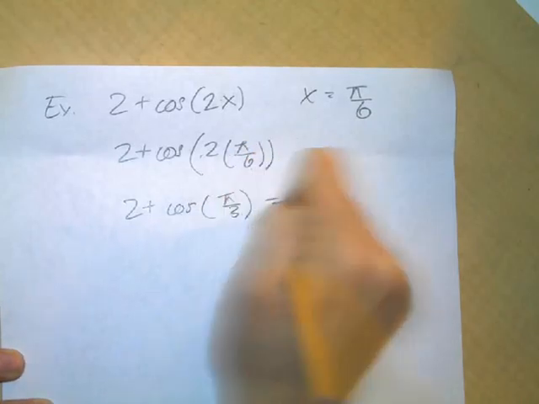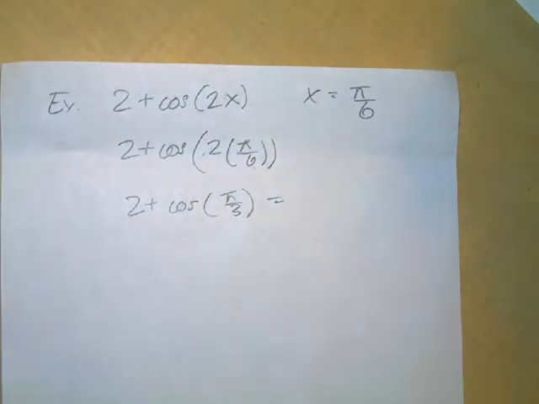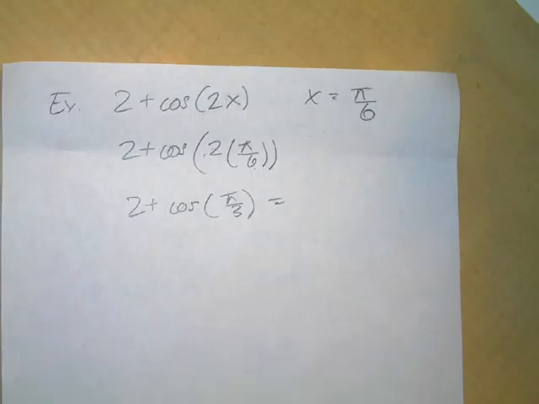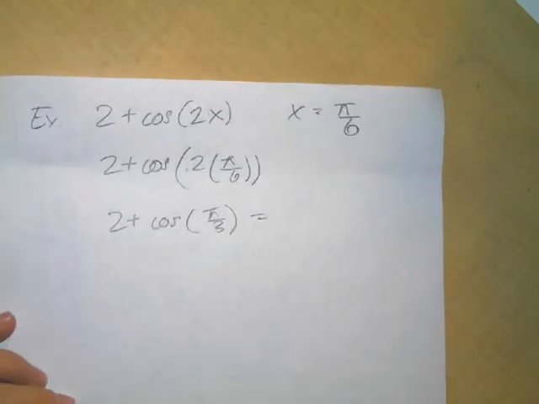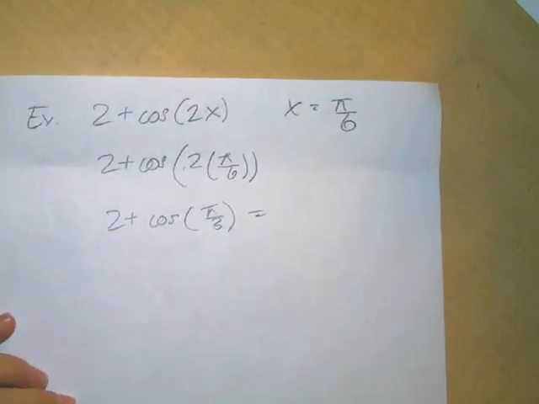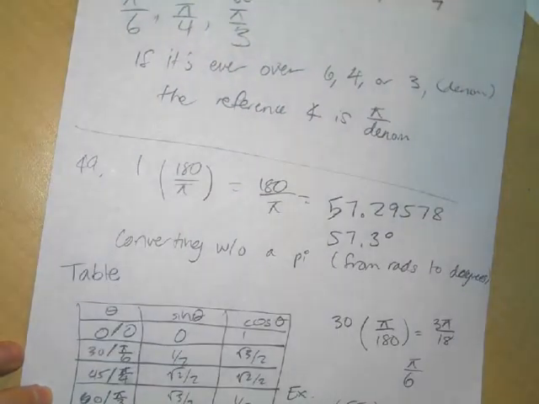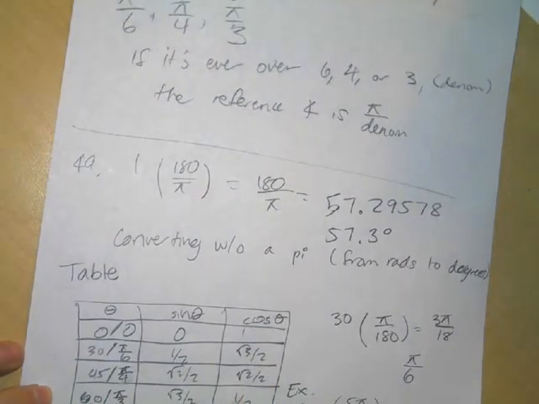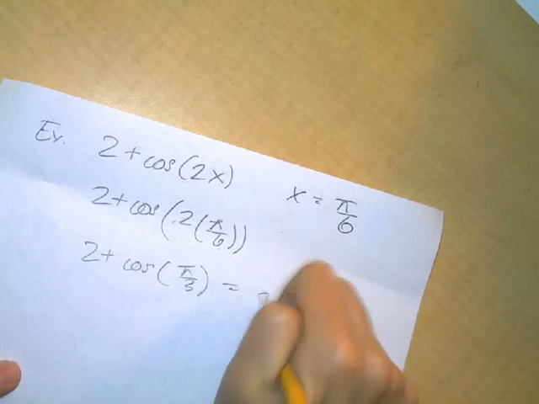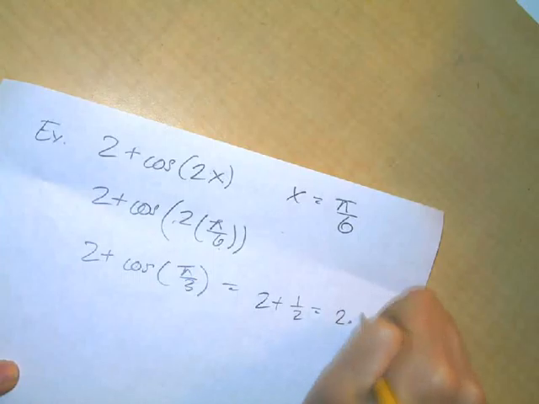So now what do you do? Can you find out what cosine pi over 3 is? Yeah, you look at your chart, right? You can put it in the equation if you want, or you can just look straight over here. So cosine pi over 3 is 1/2. So then you'll just say, alright, well that's 2 plus 1/2, which gives me 2.5. I'm done.